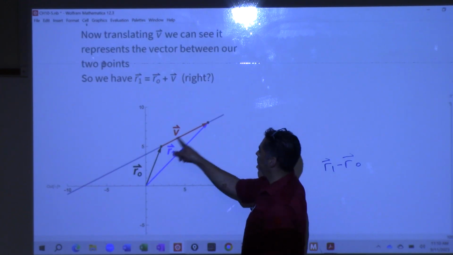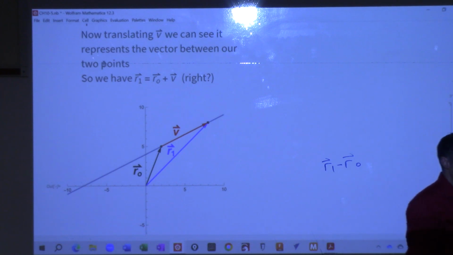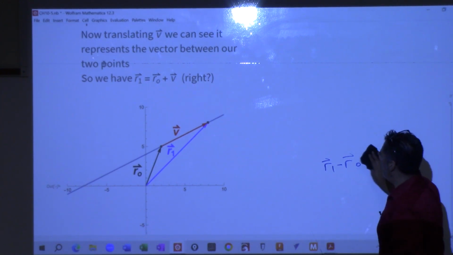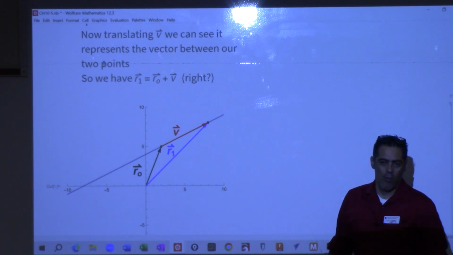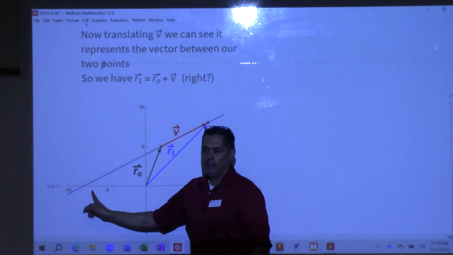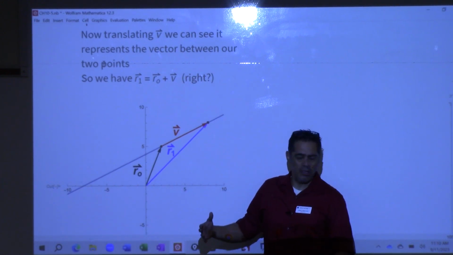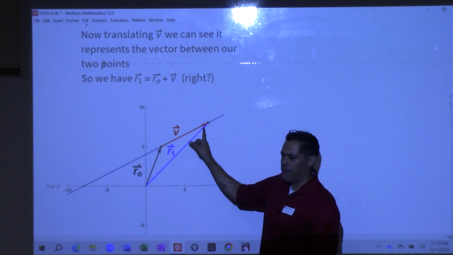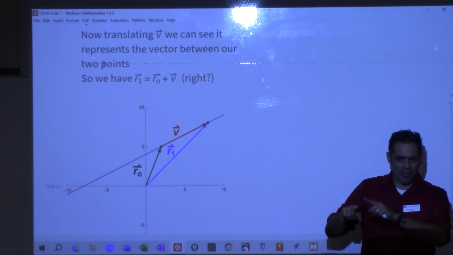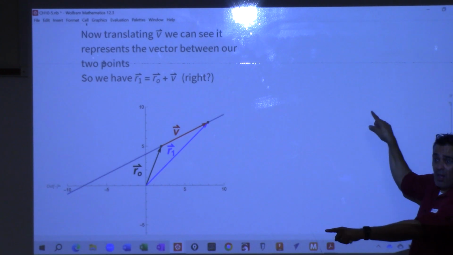So there's my V. All right. So once I've got V, what I can do now is I can get to any point on this line by taking some sort of combination of R0 with V, right? R0 plus V should take me to some place on that line.